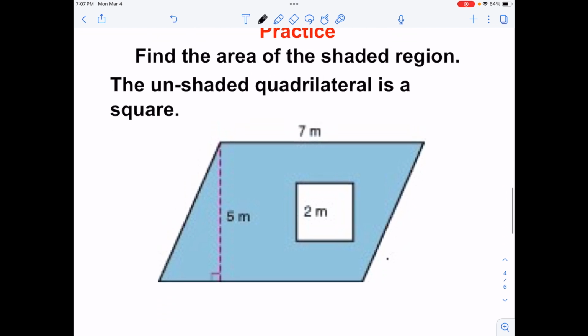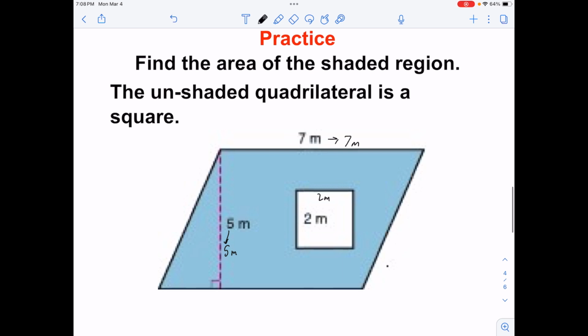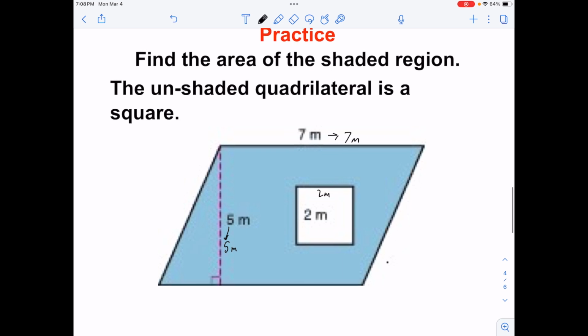Number 2, find the area of the shaded region. The unshaded quadrilateral is a square. Thankfully, it gave us that. Let me write it down a little bit clearer over here. This is 7 meters. This right over here, this measure is actually 5 meters. And that square each side is 2 meters. So we need to find the area of the shaded region.